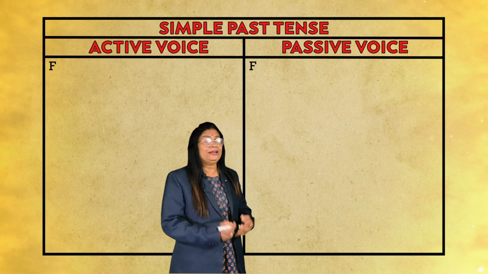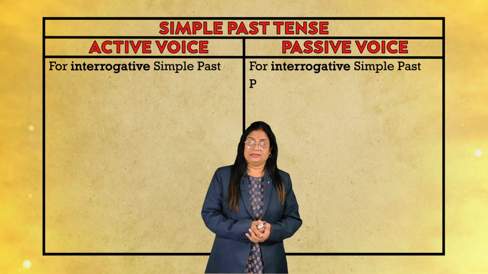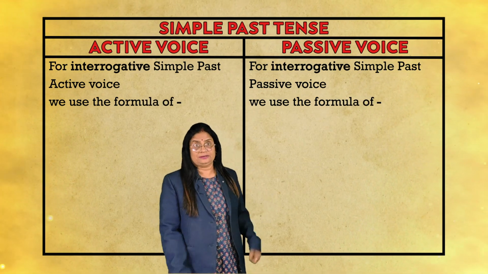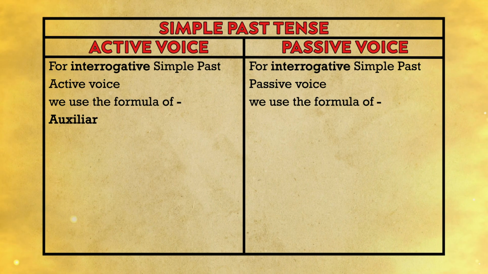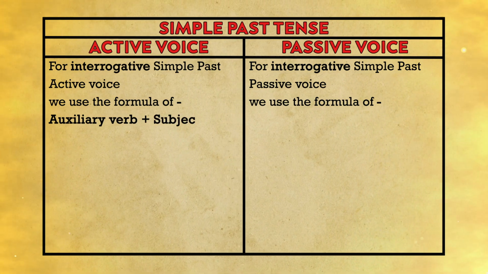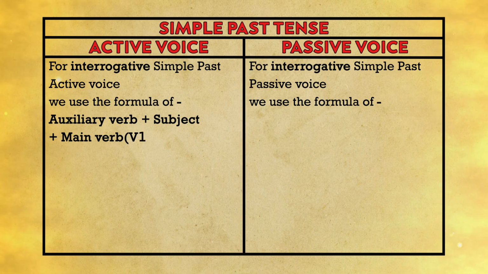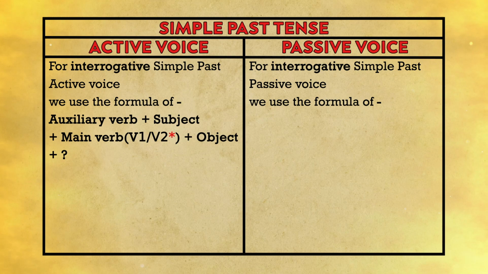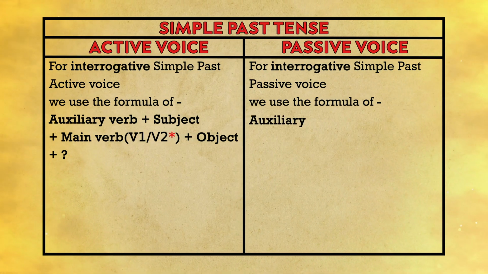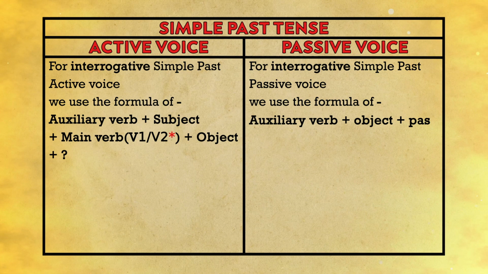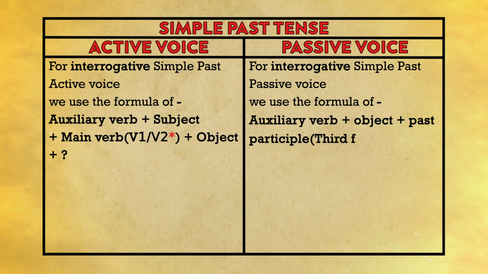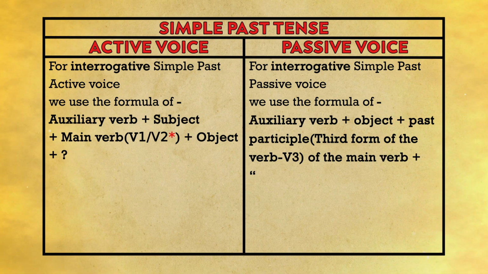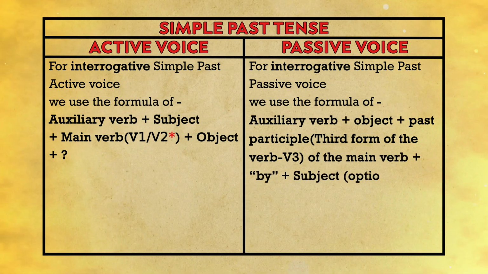Now, for interrogative simple past sentences, we use the structure formula as follows, that is on your screen. Auxiliary plus subject plus main verb plus object. And when we change it, it is the auxiliary verb plus object plus past participle, that is third form of the verb, plus by plus subject, which is optional.